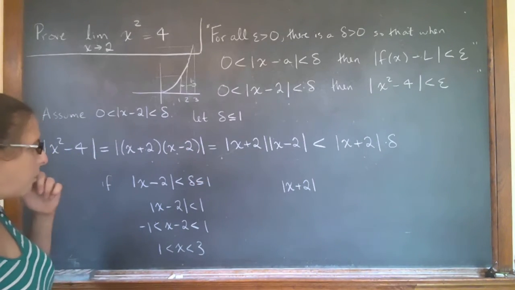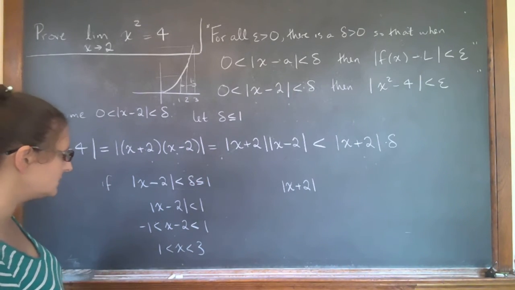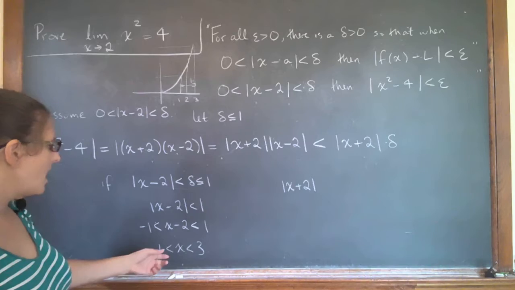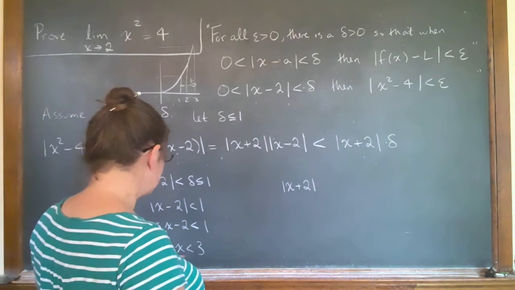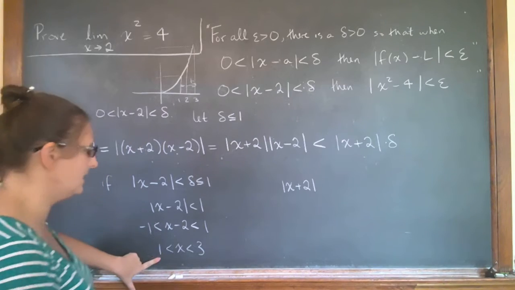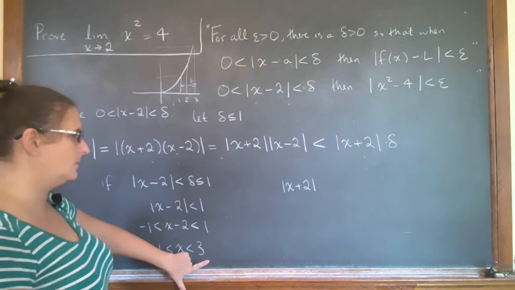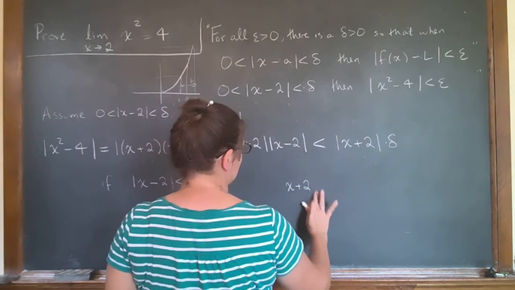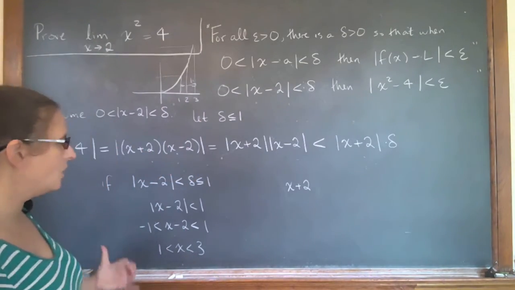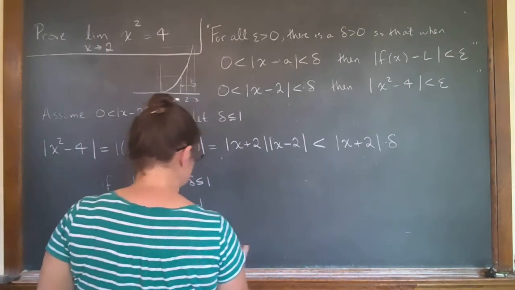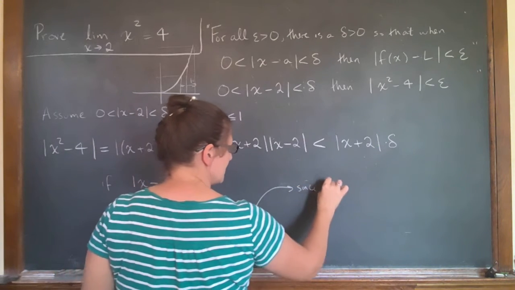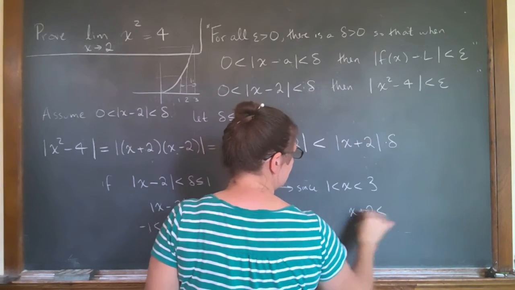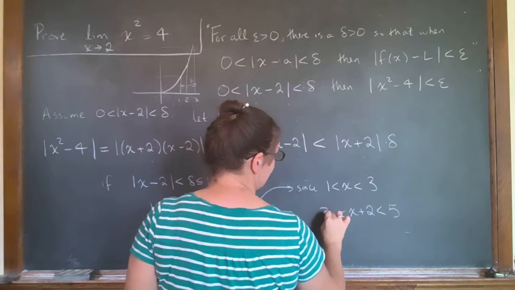Okay, so absolute value of x plus 2, right? If x is between 1 and 3, what's the biggest possible thing that's going to happen here, right? The smallest thing it could be would be 3, and the biggest thing it could be would be 5, right? Okay, and I don't even need the absolute values at this point because it's all going to be positive. So I can just go ahead and say x plus 2 is going to be between 3 and 5.